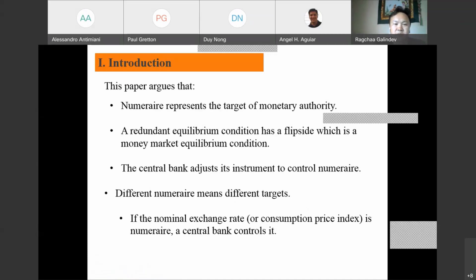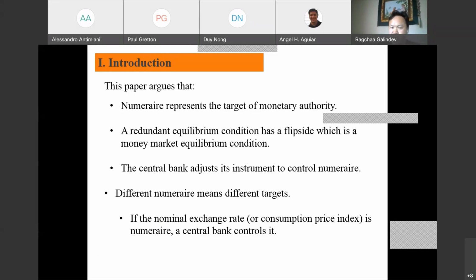In this paper, we are trying to argue that the numeraire is actually the target of monetary policy, the monetary authority. We know that the redundant equilibrium equation has a flip side, which is basically the nominal equilibrium condition. So the central bank adjusts its instrument to control the numeraire in the model. The different numeraire means the different targets for the central bank.